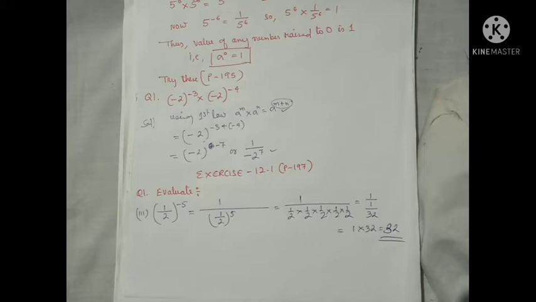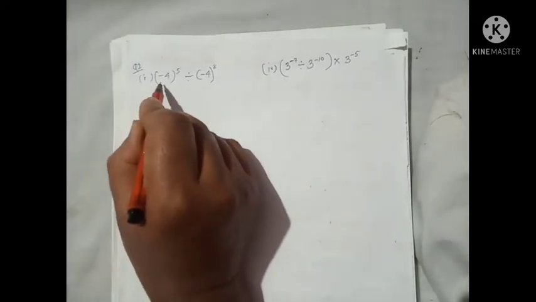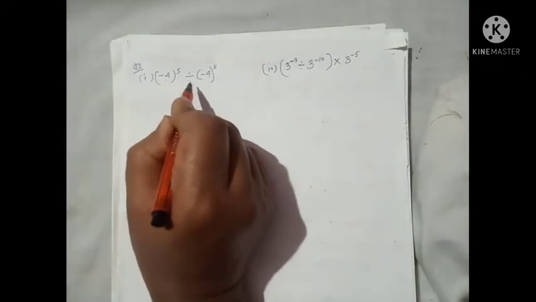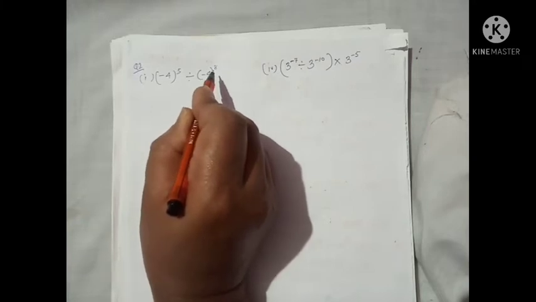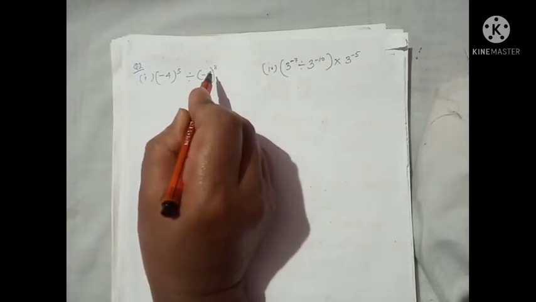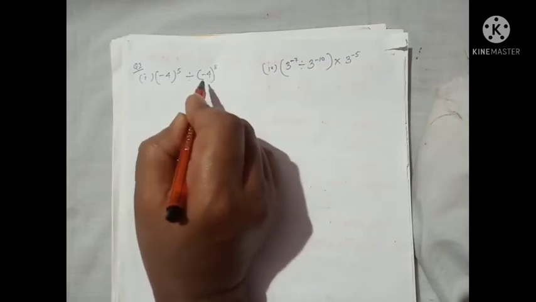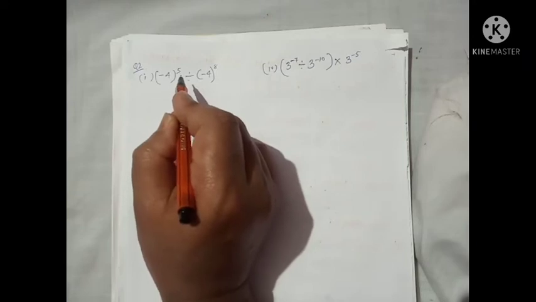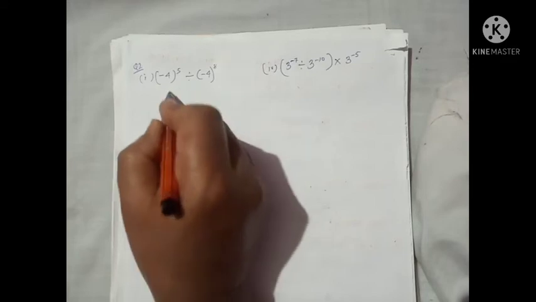Simplify and express the answer in power notation with a positive exponent. We have to simplify and express the power with a positive exponent. Let's see question number 2, Roman number 1: minus 4 to the power 5 divided by minus 4 to the power 8. This will use the second law, division of numbers with the same base. Okay, so we will solve it here.